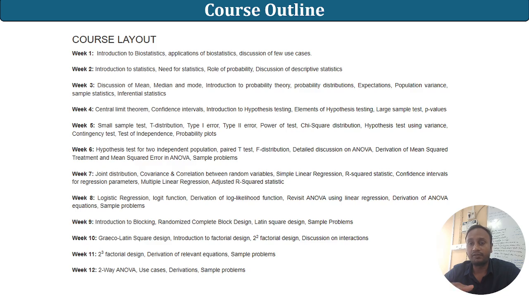Then we saw what descriptive statistics is, like mean and mode and all. After that, we saw the probability distributions. In distributions, we have different types. One is what we call a discrete one, where the data will be in discretized terms, and for that we have binomial distributions and then Poisson distributions.